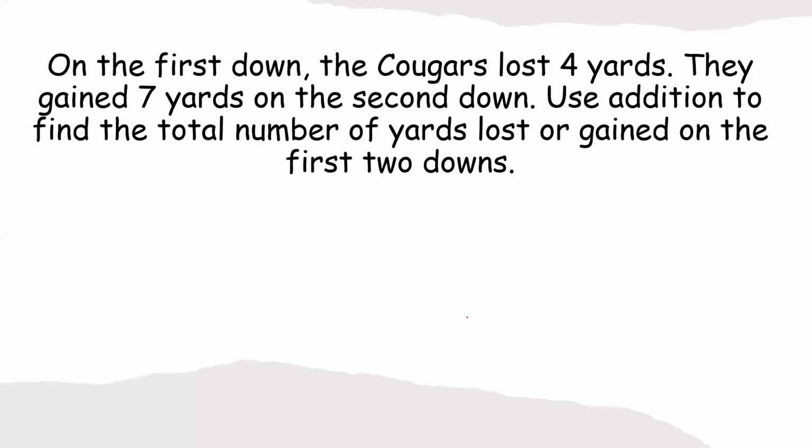All right. On the first down, the Cougars lost 4 yards. They gained 7 yards on the second down. Use addition to find the total number of yards lost or gained. So they lost 4 yards. We're going to show lost by a negative. And then they gained 7 yards. So opposite signs. We're going to subtract and take the sign of the higher absolute value. So 7 minus 4 is 3. So negative 4 plus 7. Sorry.